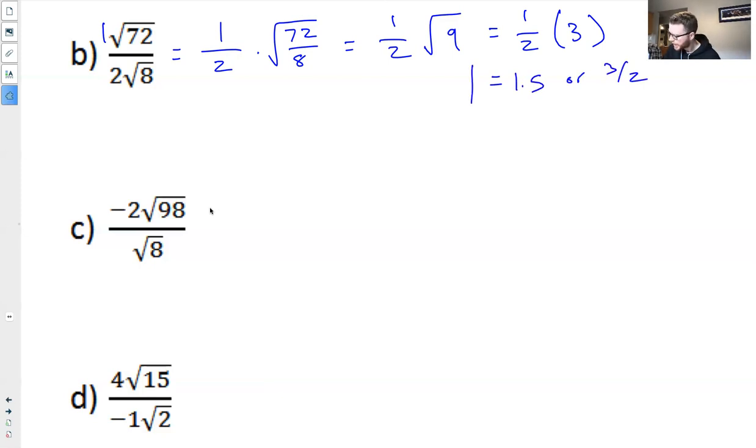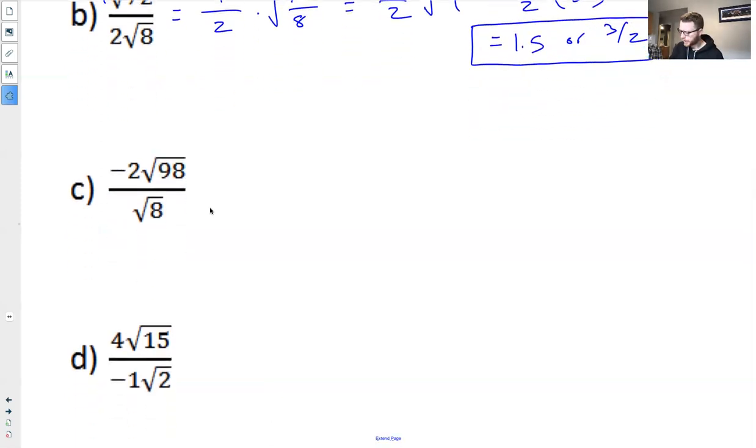All right, so again, it's important to first observe if our radicands will divide evenly. It's just going to save us some time. We don't necessarily need to simplify root 72 or root 8 if those divide evenly into one another.